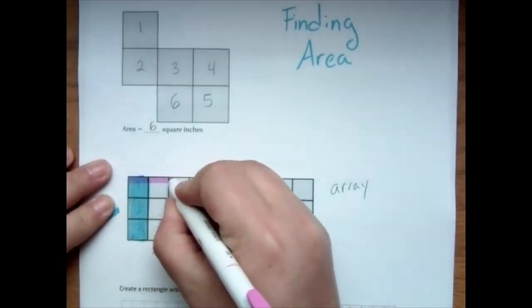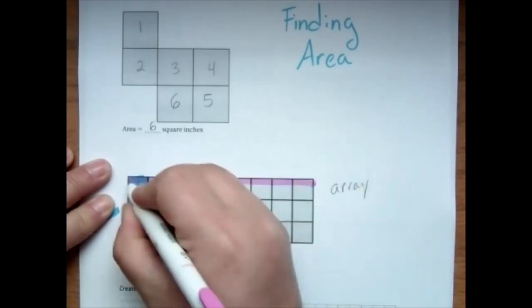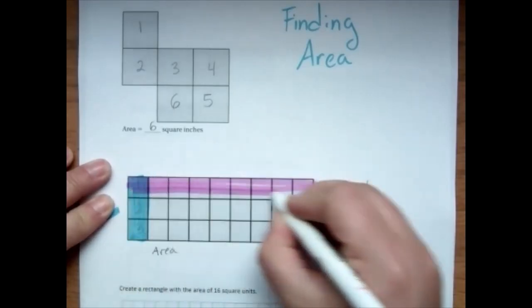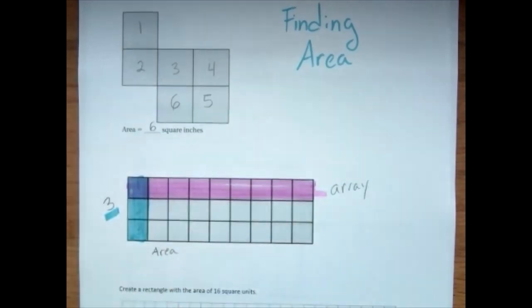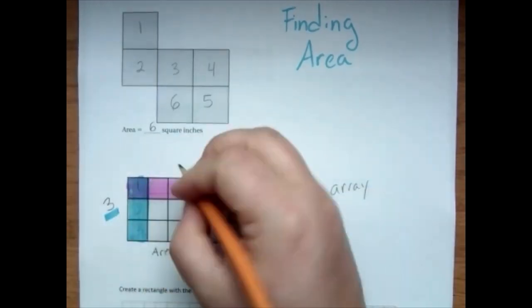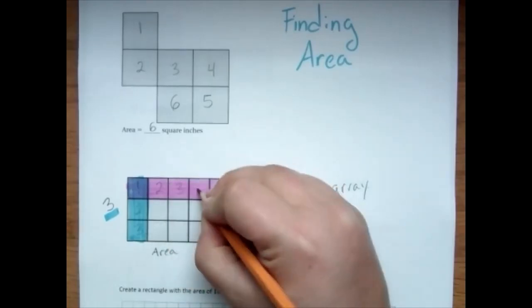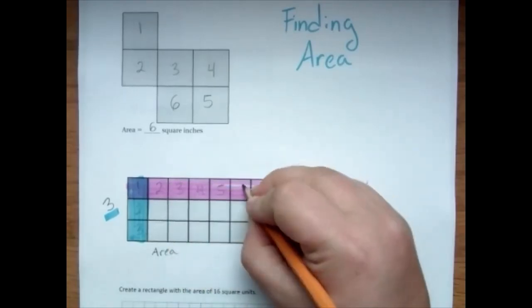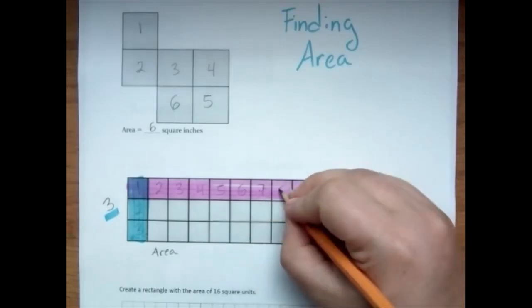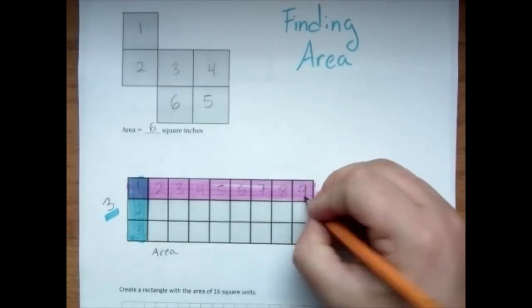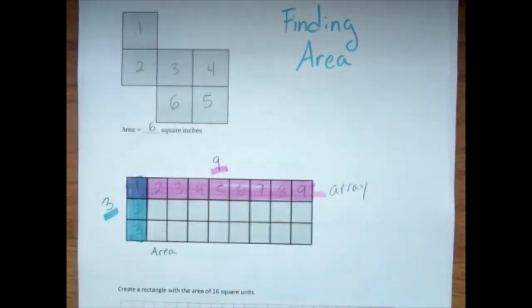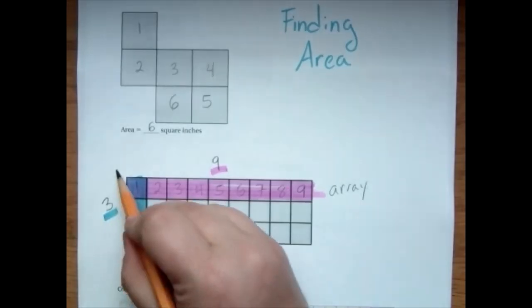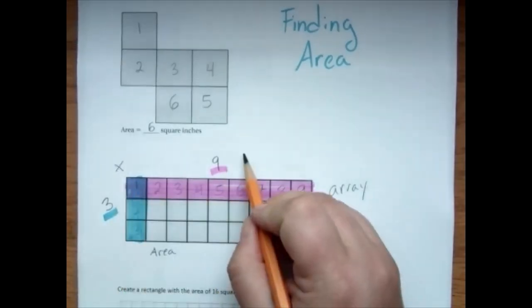Now I'm just going to count one row of columns and use this top one here. 1, 2, 3, 4, 5, 6, 7, 8, 9. Again, I'm going to color code right here to help me out. Okay, so my multiplication problem here is going to be 3 times 9.